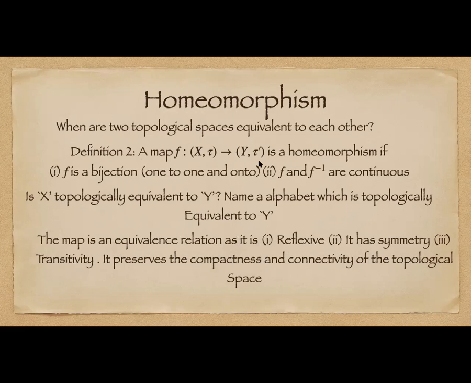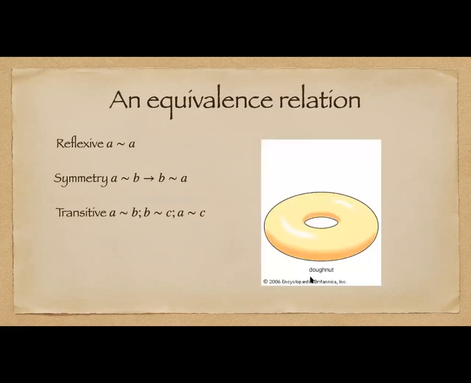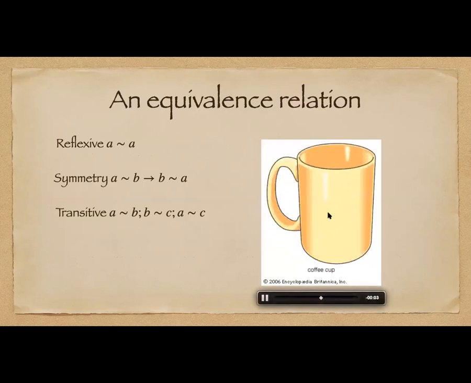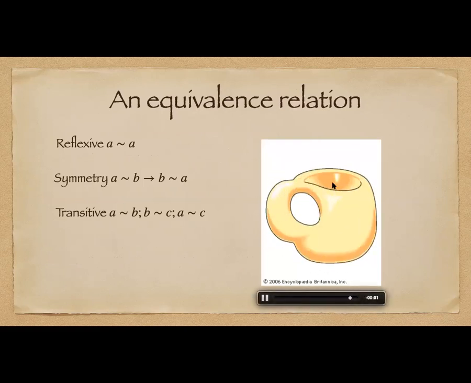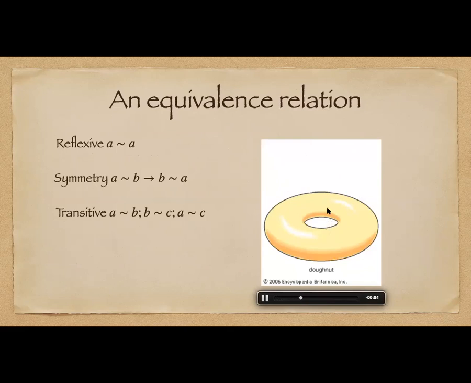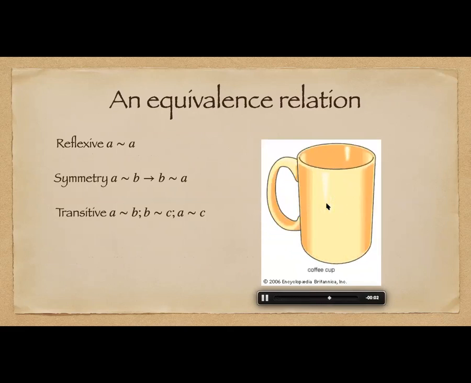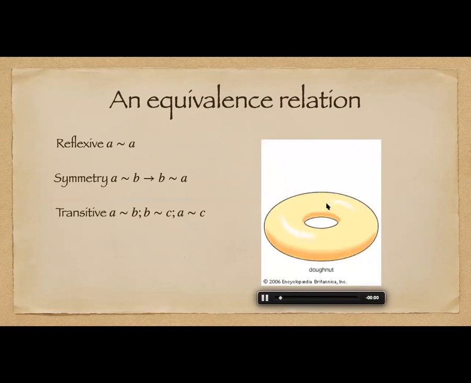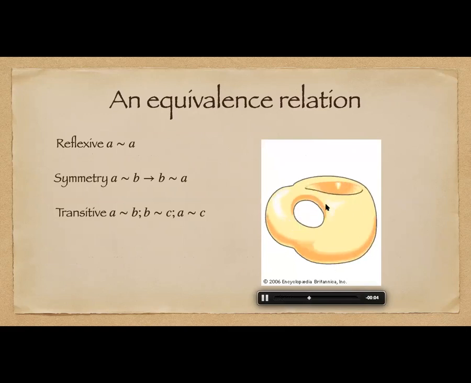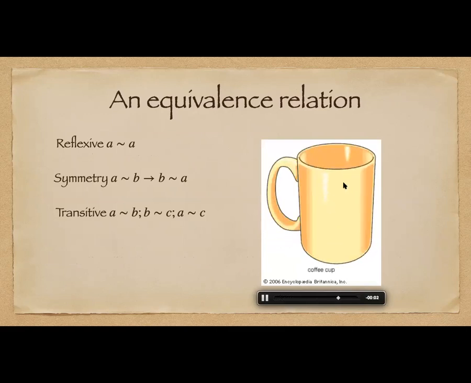What does it preserve under these maps? It preserves compactness and connectivity of the topological space, and therefore we'll introduce this eventually. What is equivalence relation? This is a cup morphing into a donut. So a cup is same as a donut topologically, but a sphere is not. So we'll see in a minute why it's not.